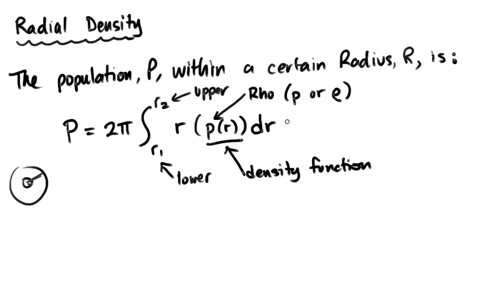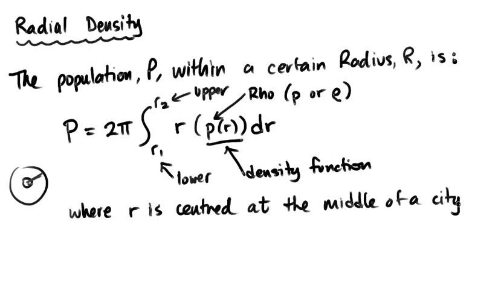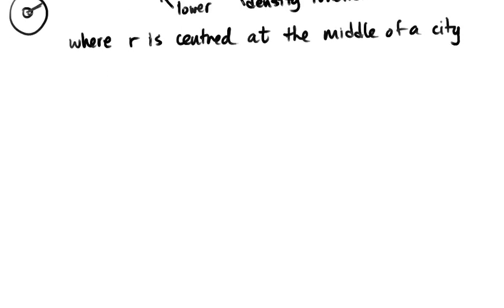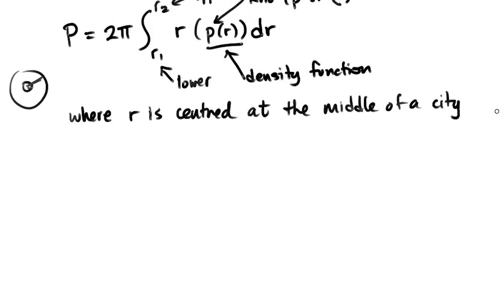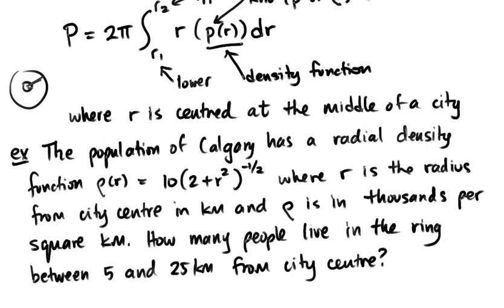And let's just define some of the other parts of it, that being where this whole r is usually centered at the middle of a city. So we'll take a look at an example, and these aren't real numbers, but we might need that equation. Let's take a look at an example around the city of Calgary. Okay, so the population of Calgary has a radial density function. This radial density function will always be given to you.